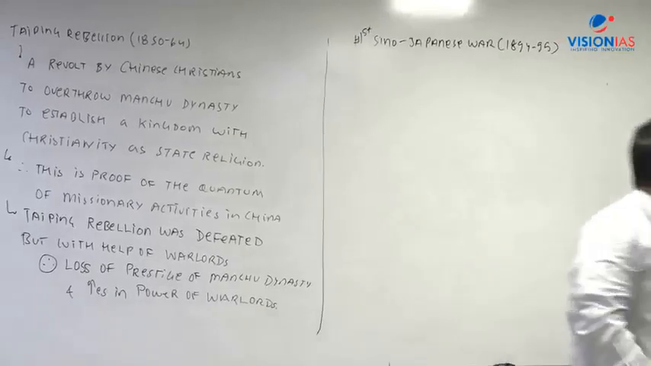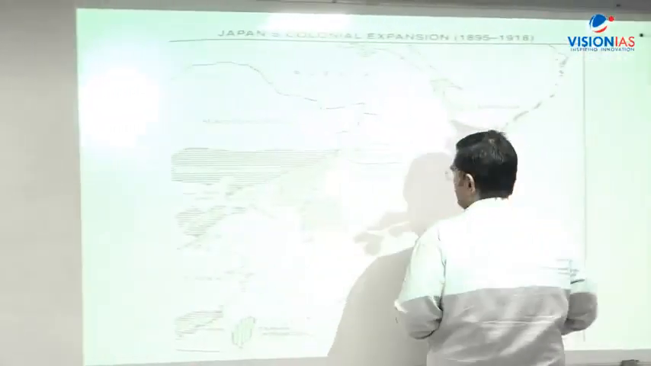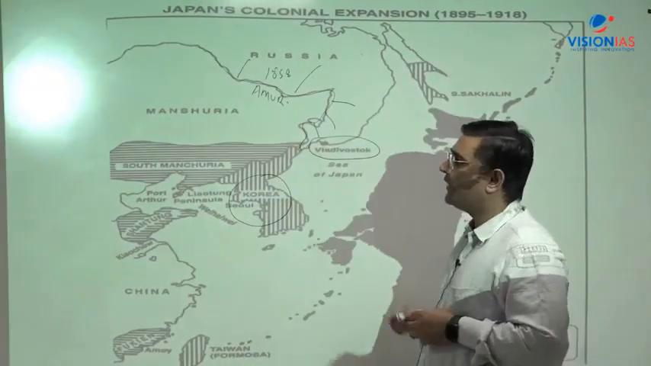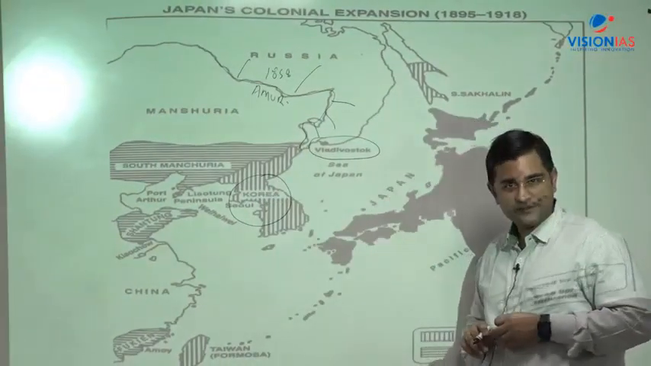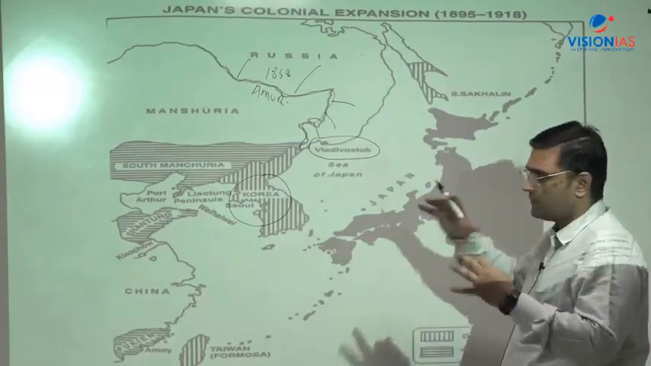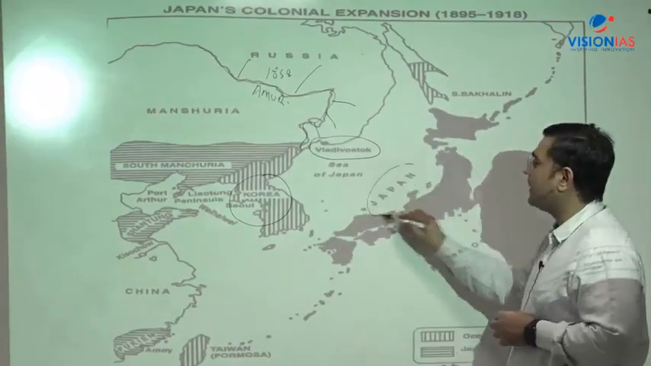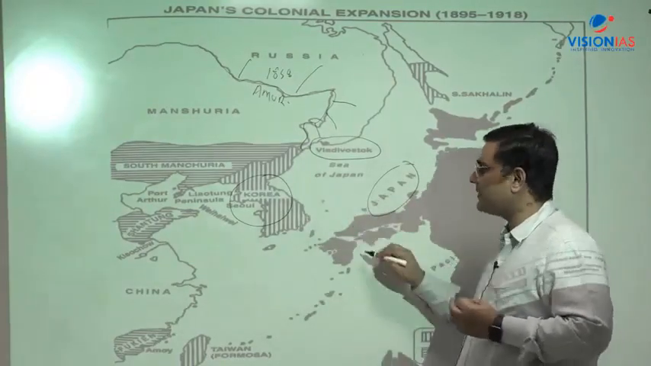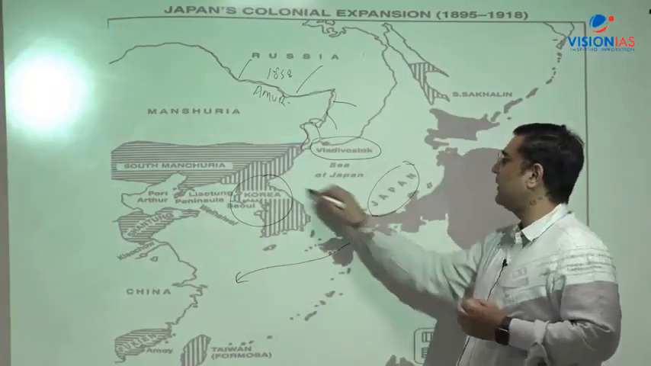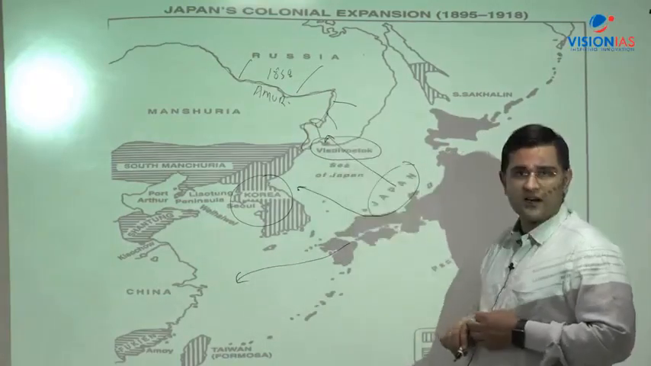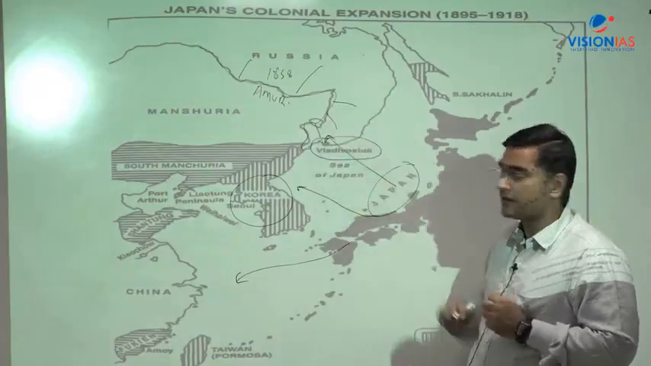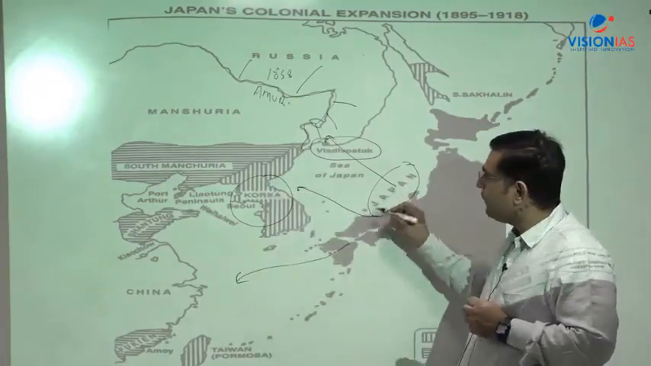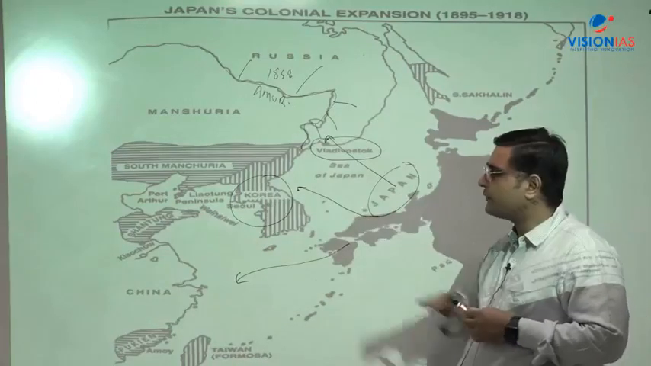If you look at the map, this is your Korea. Korea at that point of time was part of China. China had Korea under its control. Now, when Japan wants to expand, what is the backyard of Japan? This is the backyard of Japan. So Japan will try to move its power in this direction. But here there is Russia, so that is a problem. So the first pedestal is your Korea. Therefore, this First Sino-Japanese War was fought over Korea.